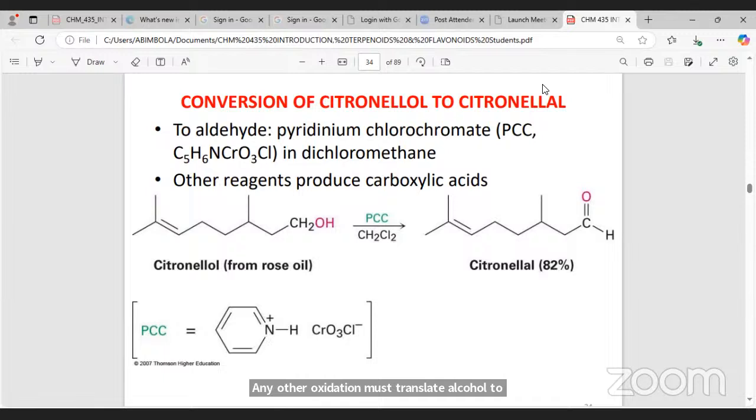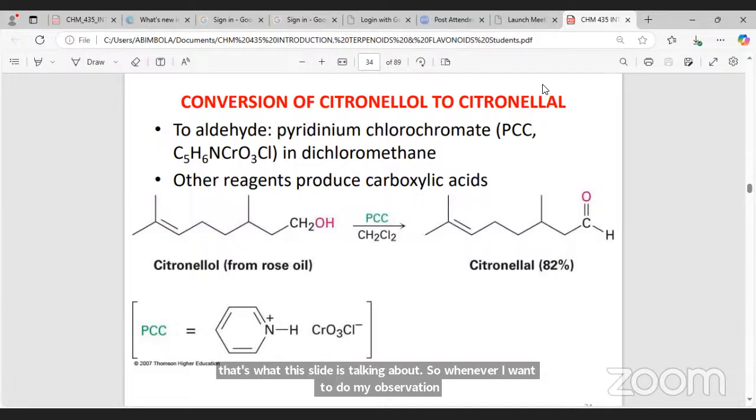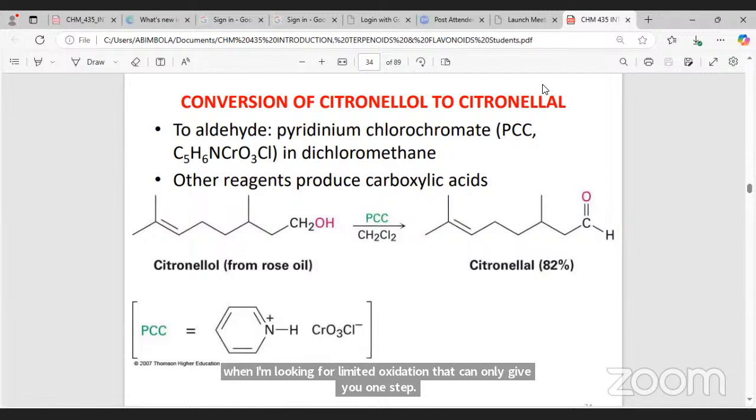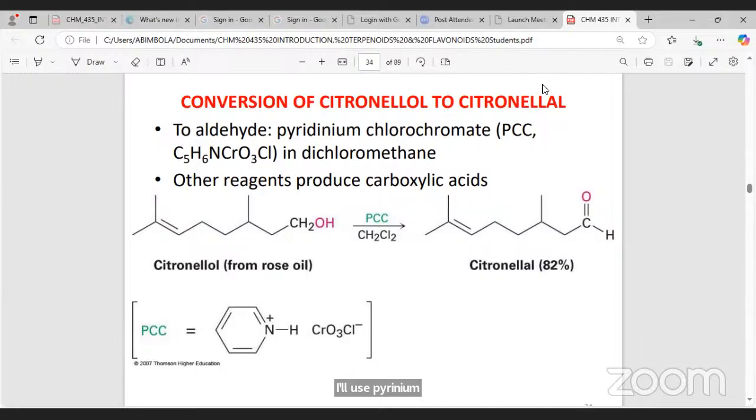Now, that's what this slide is talking about. Whenever I want to do my oxidation and my target compound is an aldehyde, I don't use any oxidizing agent that has to do with complete oxidation. So I cannot use potassium permanganate, and I cannot use chromic acid, because they are going to give me complete oxidation. So when I'm looking for limited oxidation that can only give you one step, I'll use pyridinium chlorochromate, which is PCC in DCM. So that is what the slide is talking about. Just reminding you about the selective oxidation.